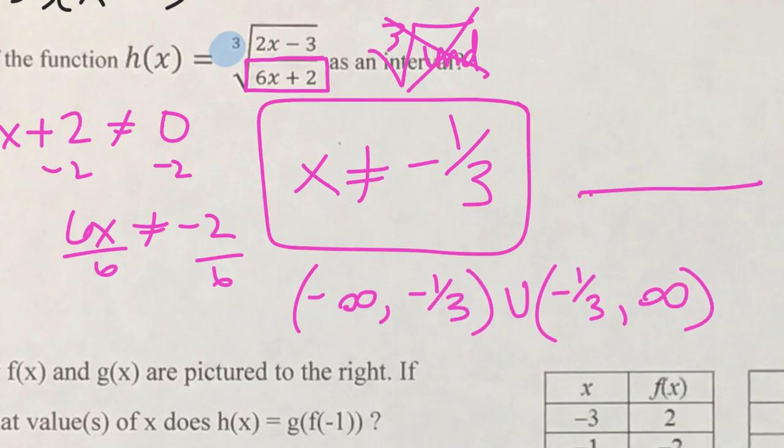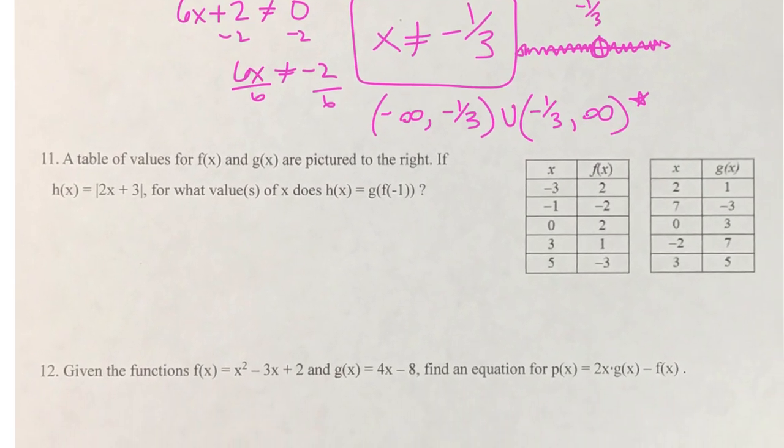That's like as if we had a circle around negative 1/3, and all the stuff to the left is from negative infinity, and all the stuff to the right is out to positive infinity. But this is how we write it as an interval, excluding negative 1/3.